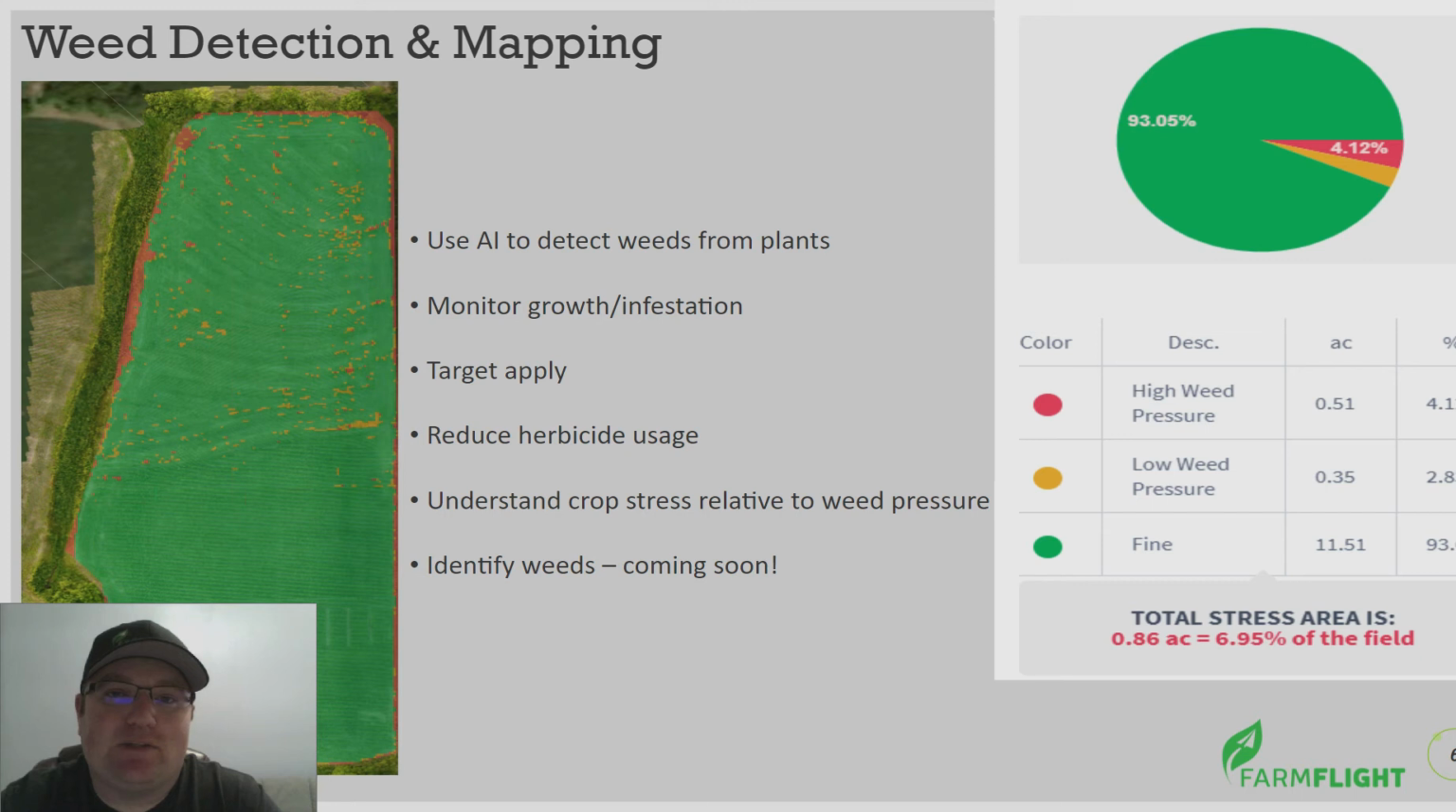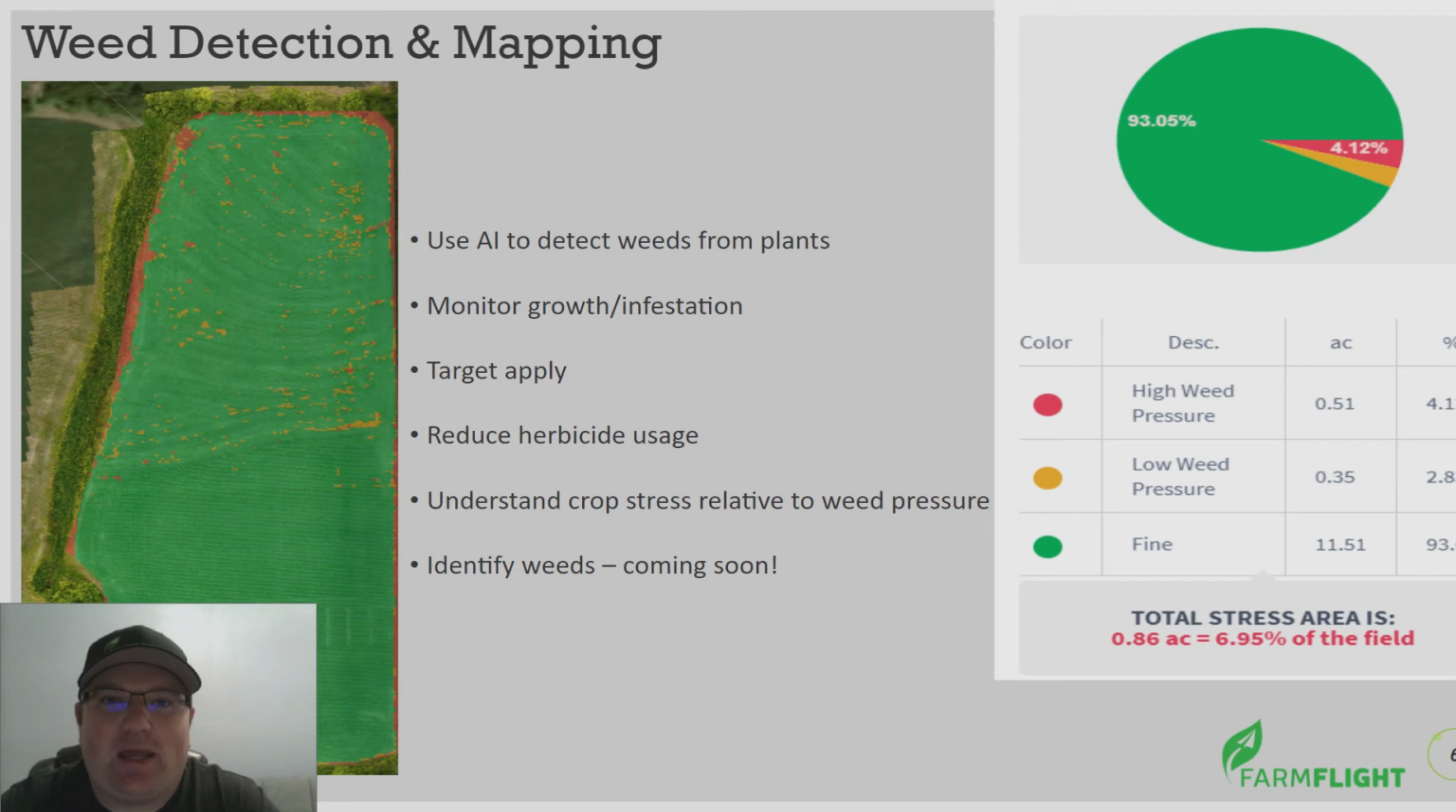Now, using this high resolution imagery, we're able to run several different analyses off of this to help our clients, one of them being weed detection and then mapping. Just imagine, if you will, being able to look across the field and see where every weed is and then taking your sprayer out and only spraying those targeted weeds. Well, FarmFlight allows you to do that.